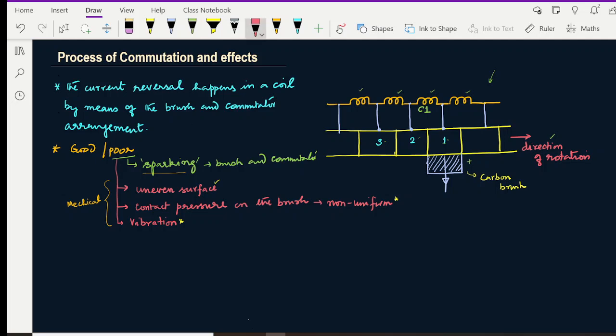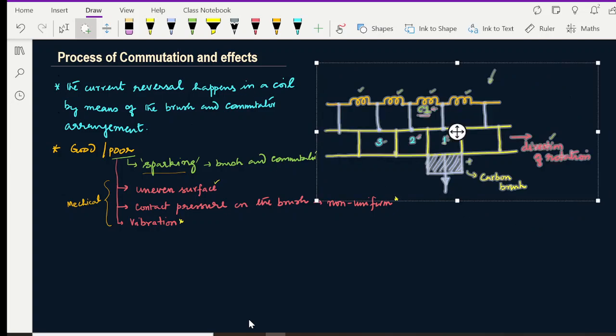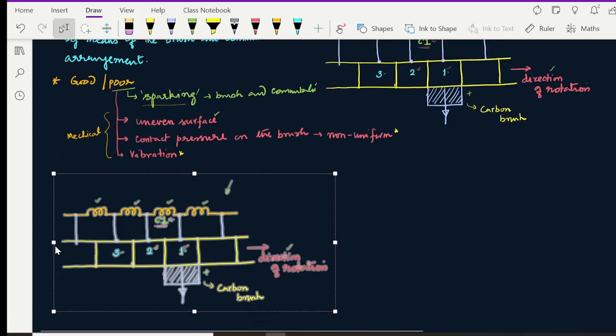So to look at the entire process, we are concentrating on this particular coil 1, which is one side of that is connected to the commutator segment 1, the other side of that is connected to the commutator segment 2. So our concentration throughout the explanation will be on the coil number 1. So having said that, let me take this figure again, and let me just do a copy paste here.